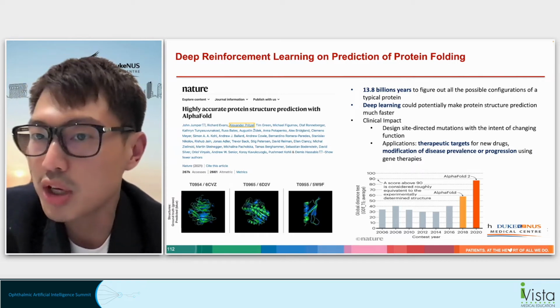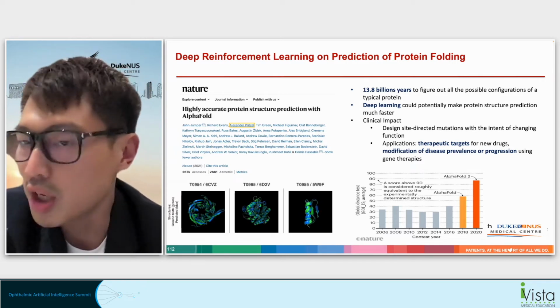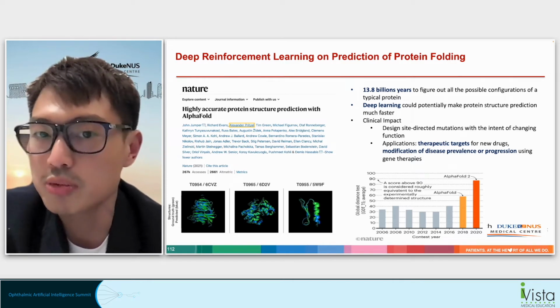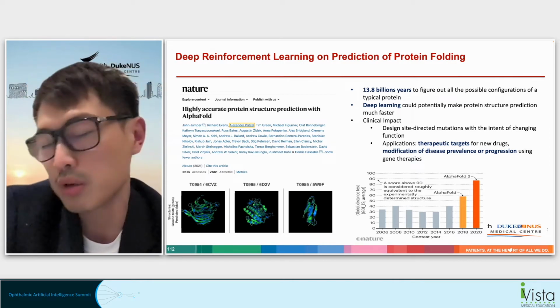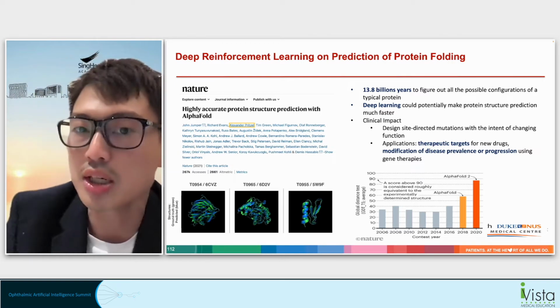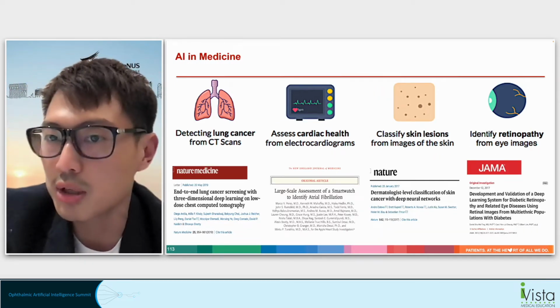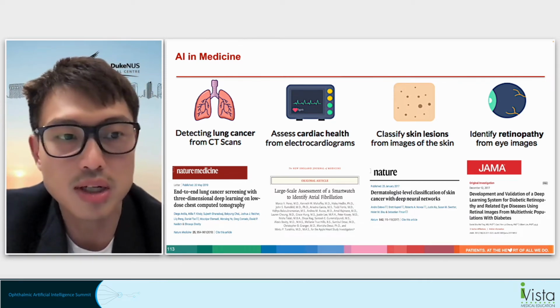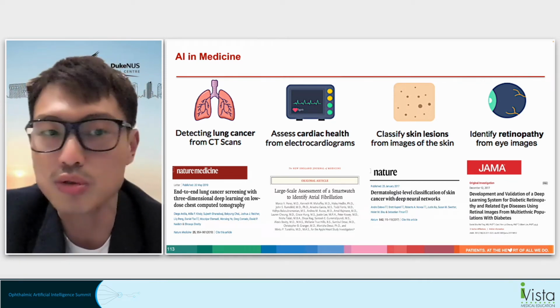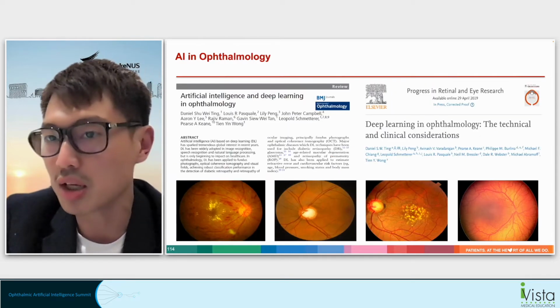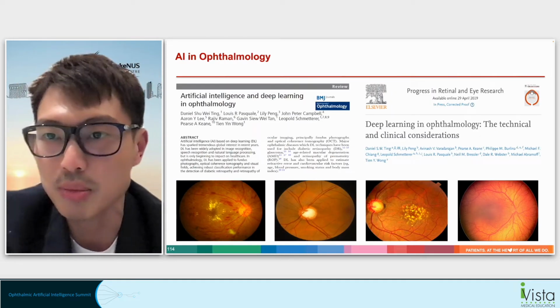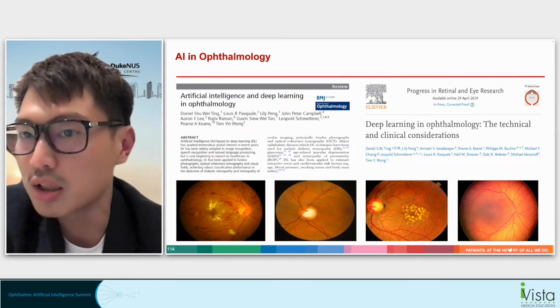And what is the implication in the medical healthcare settings? Potentially, we can use this technique to develop therapeutic targets, or we can potentially even modify how the disease can progress or stop the disease from progressing. If you look at deep learning applications in the healthcare settings, it has been widely adopted for CT scans, ECG, skin, as well as retina imaging, as many have earlier alluded to.